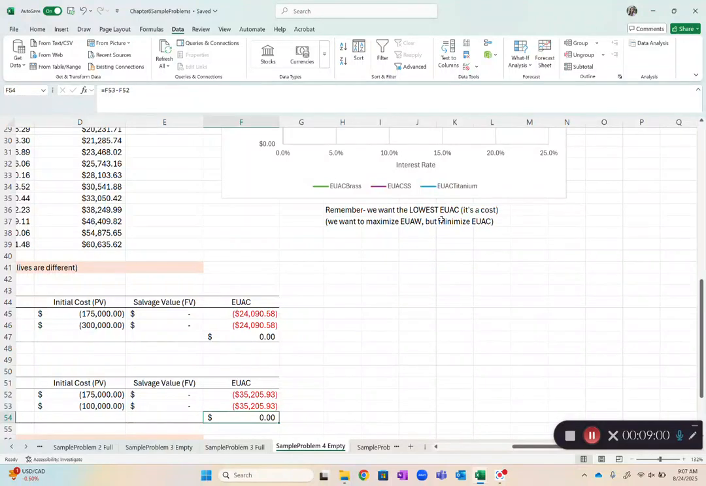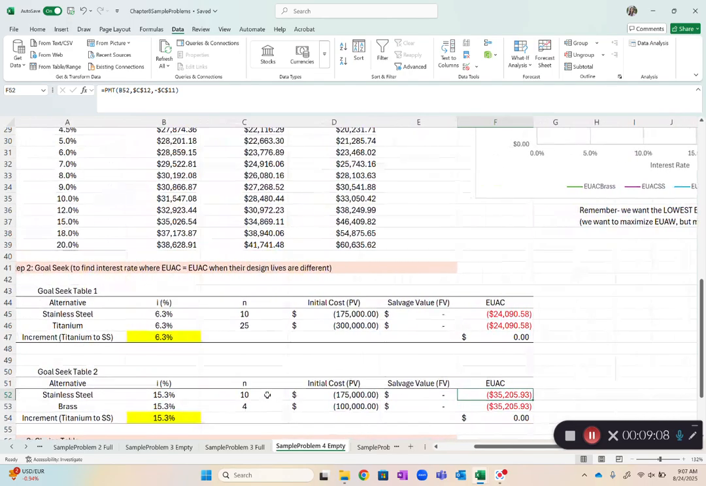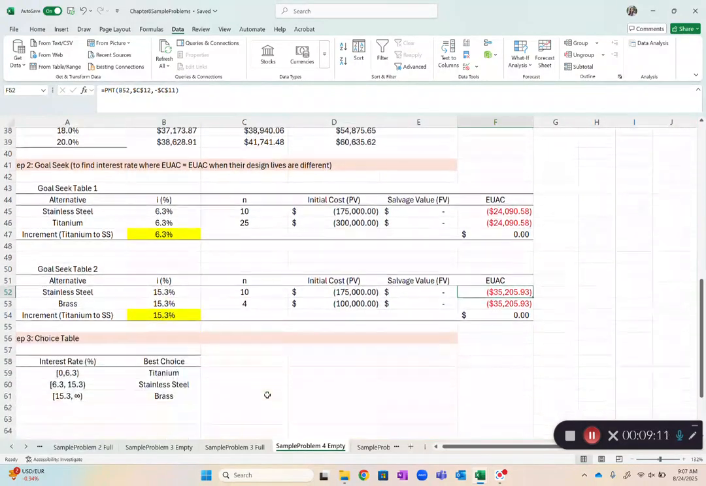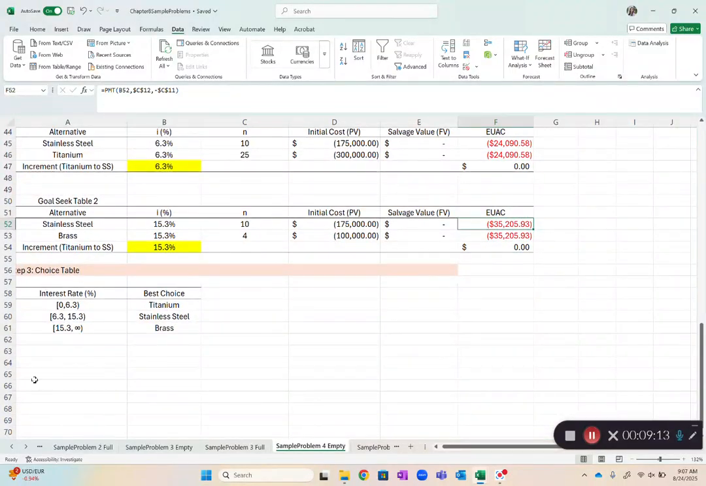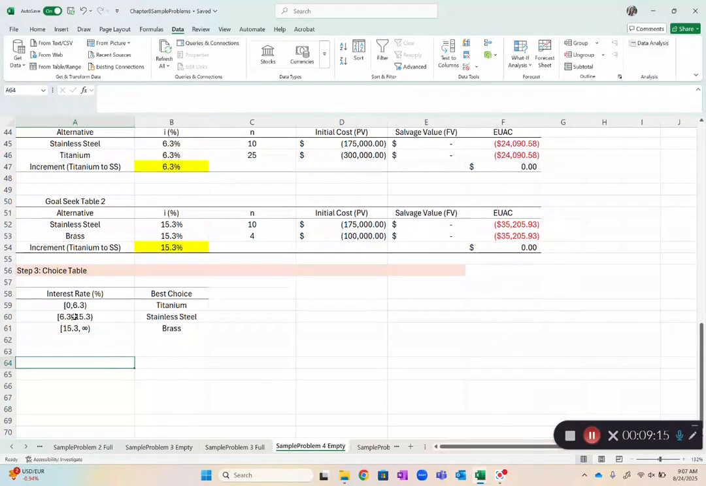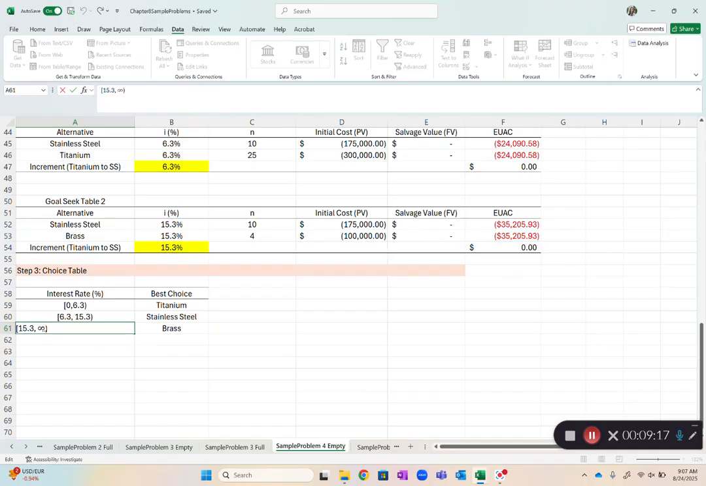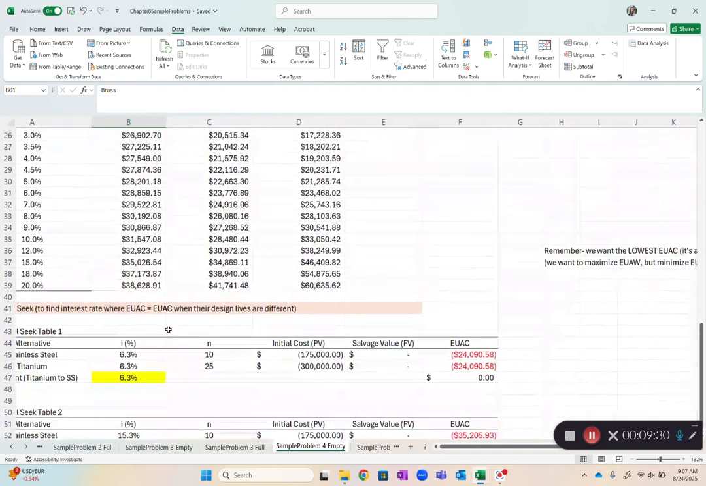Okay, some of you might be having a little bit of a heart attack with these being negatives. Remember, I just flipped them. If you were to make those positives or absolute values, you'd get the same answer. Okay, so my choice table then would look like this. And this says infinity. We really only went to 20. So from 0 to 6.3, I would choose titanium. From 6.3 to 15.3, I would choose stainless steel. From 15.3 to 20, I would choose brass.